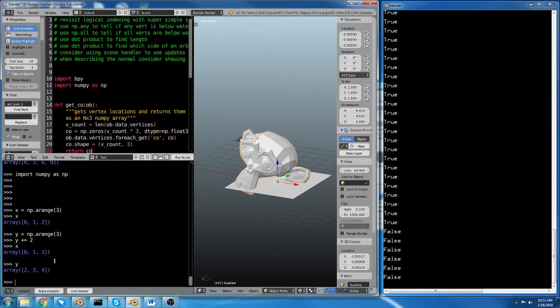So if we do np.dot, you can put your two values in there, x and y, and it's going to give you 11 because of what it does: this times this, this times this, this times this, and then the sum of all those values. And it's kind of weird. It's like, well, okay, what would be the point of that?